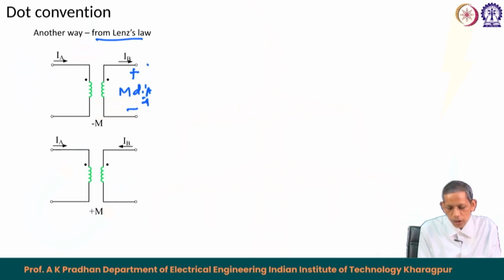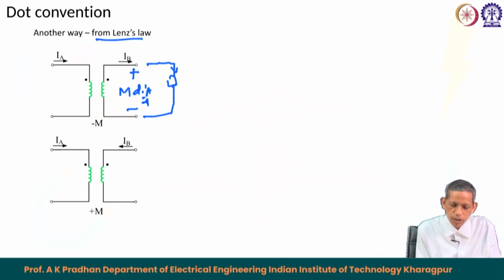So, if you connect any impedance, the corresponding current will flow like this. As per Lenz's law, this current will result in a flux produced by coil 2, which will oppose the cause. The cause is nothing but the flux produced by the first current. So if the current flows like this, the flux will be opposed and will be reducing. That means this is a case of minus M.